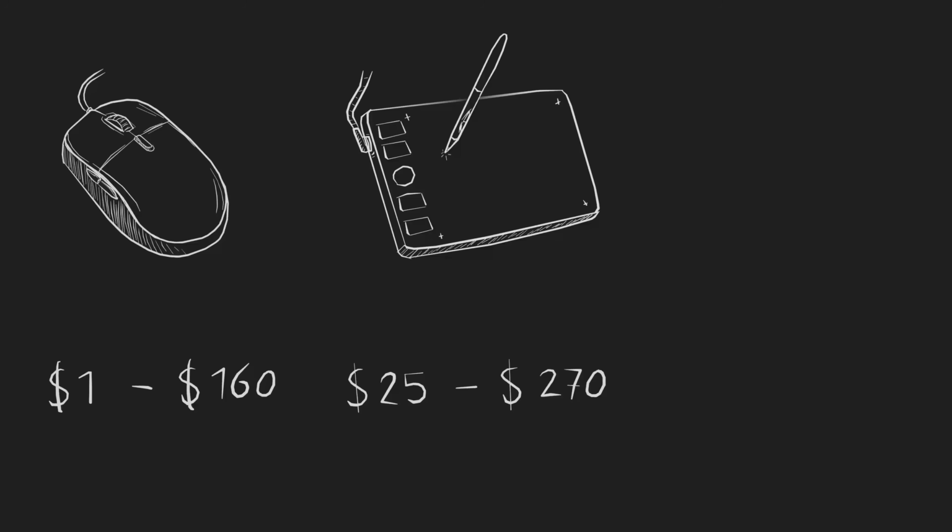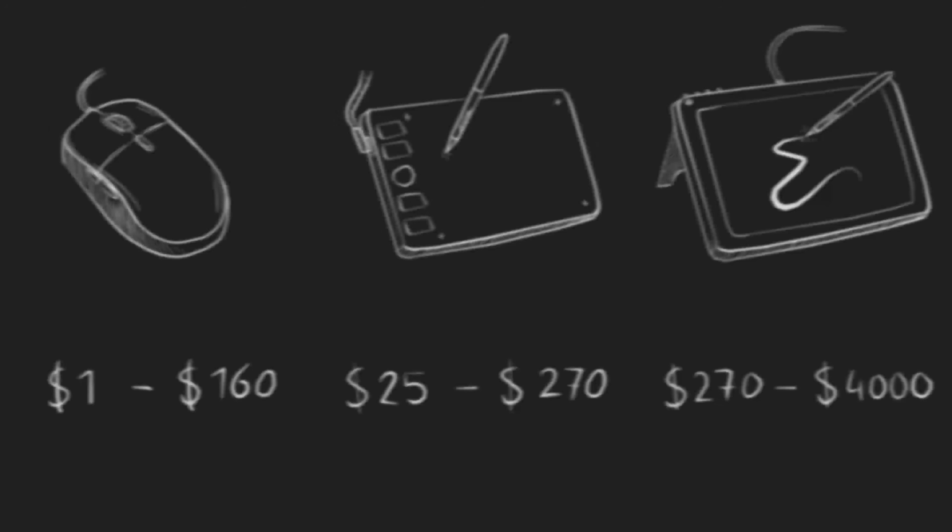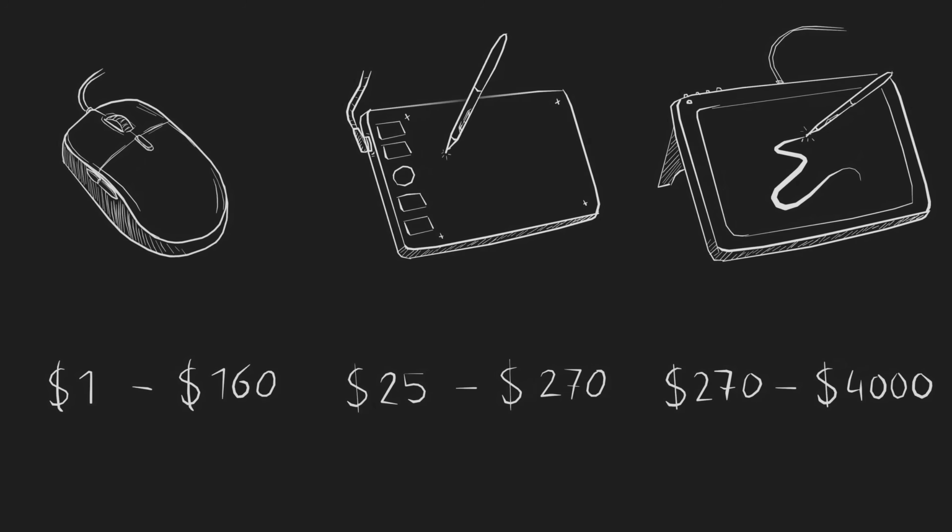Well, on the affordable side, we have our mouse, then we have pen tablets in the middle, which are a bit more expensive, and on the pricier side, we have display tablets. Now, if you want to jump ahead to any of these methods, here are the timestamps for each of these, so you can skip ahead if you need to. Now, that said, let's have a look at the first option.